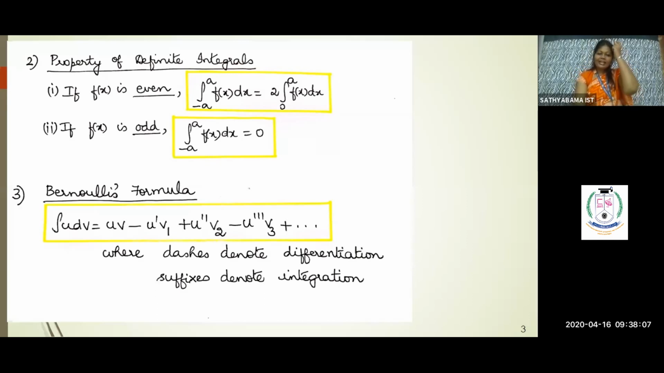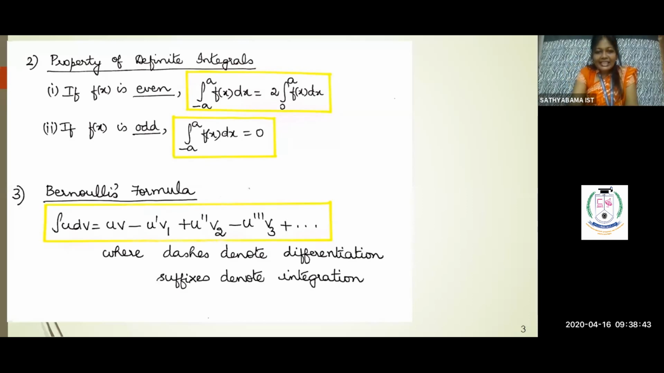Okay, so what do the dashes denote? They denote differentiation and the suffixes denote integration. So what does that mean? U dash is the differentiation of u. U double dash is the differentiation of u dash. U triple dash is the differentiation of u double dash, and so on. Okay. Similarly, what is this v1? V1 is the integral of v. What is v2? V2 is the integral of v1. What is v3? V3 is the integral of v2. Okay. So the suffixes denote integration. The dashes denote differentiation. All right.